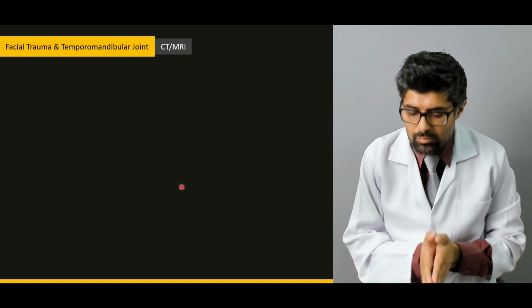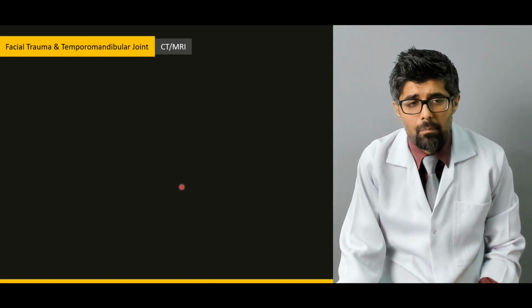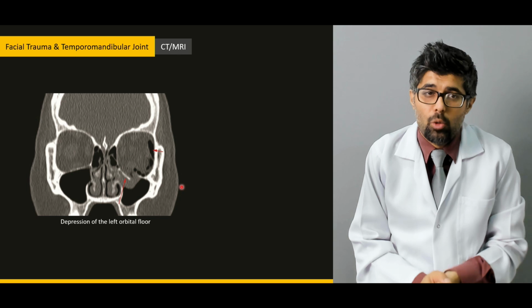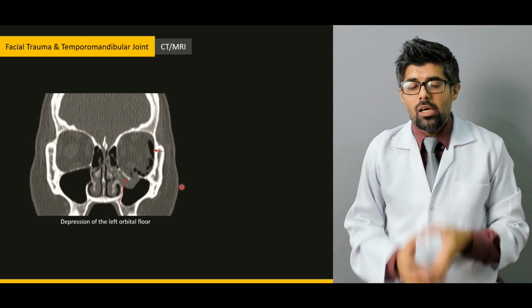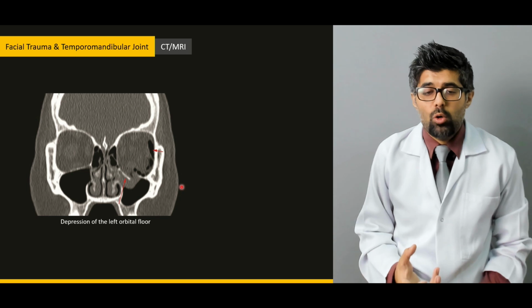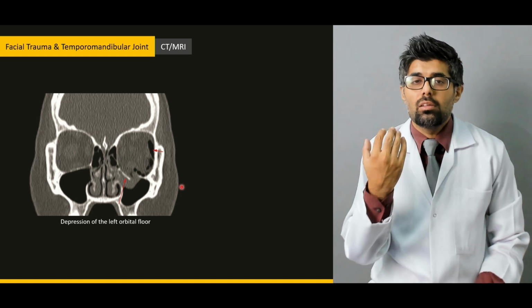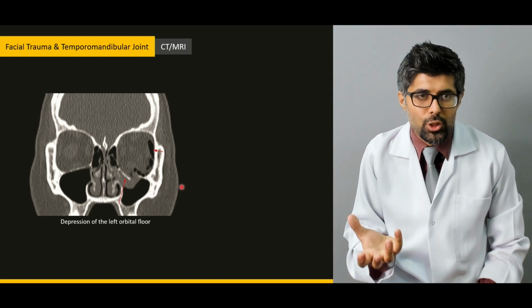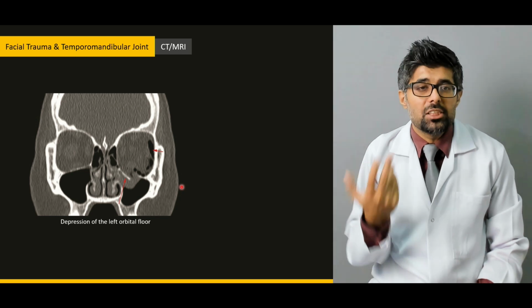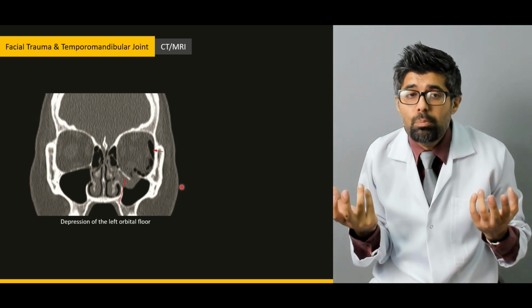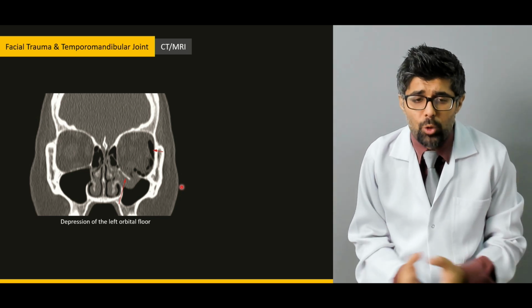Next, we have facial trauma and the temporomandibular joint, or simply TMJ. Now, facial trauma is a very, very complex topic. To sum it up, facial trauma usually involves all the bones which lie anterior to the skull, which includes the nasal bone, the maxillary bone, the mandibular bone, the frontal bone, the zygomatic bone, and the ethmoid bone.